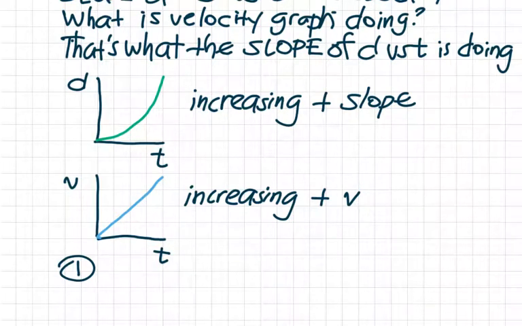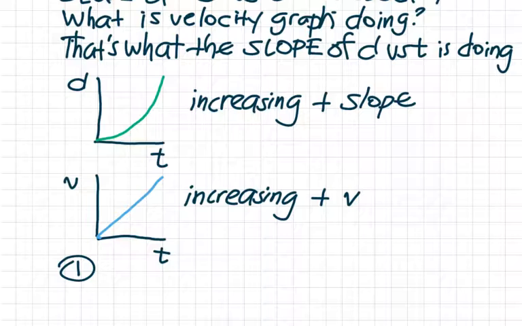Choice 1 shows an increasing positive velocity. That's what that graph is doing. And again, the slope of d versus t is velocity. So if the velocity is positive and increasing, the slope of the d versus t graph should be positive and increasing in steepness, increasing in value.